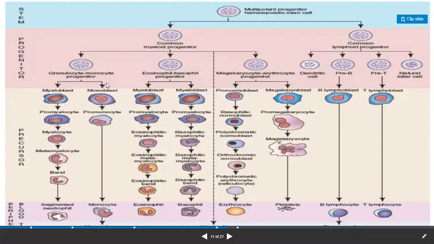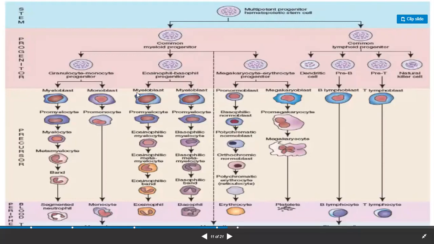Then, to form monocytes, the granulocyte monocyte progenitor cell gives rise to monoblast, and then the monoblast gives rise to what we call promonocyte, and this promonocyte gives rise to monocyte. So you find monocyte in the blood. These are the final effector cells, the final products.